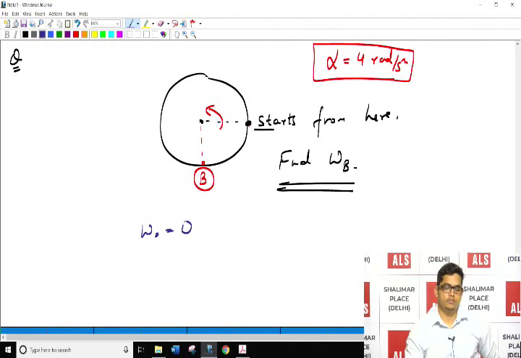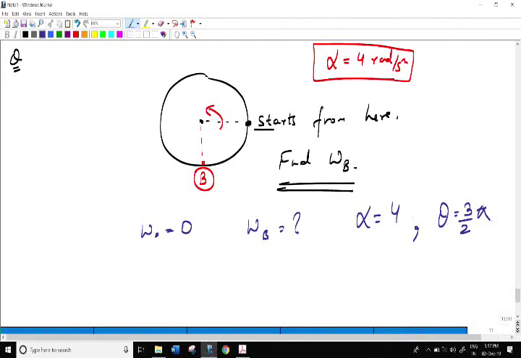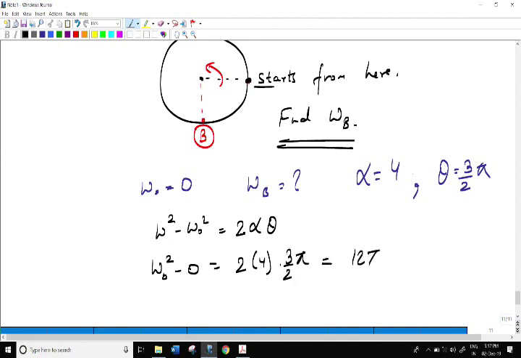What is omega naught? 0. What is omega b? Don't know. What is alpha? 4. What is theta, the angular displacement? 3 by 2 of pi, isn't it? 3 pi by 2. So guys, the equation is omega square minus omega naught square, like v square minus u square, equals 2as. That is the equation. So omega b square minus 0 equals 2 into 4 into theta, which is 3 by 2 of pi. It is equal to 12 pi.